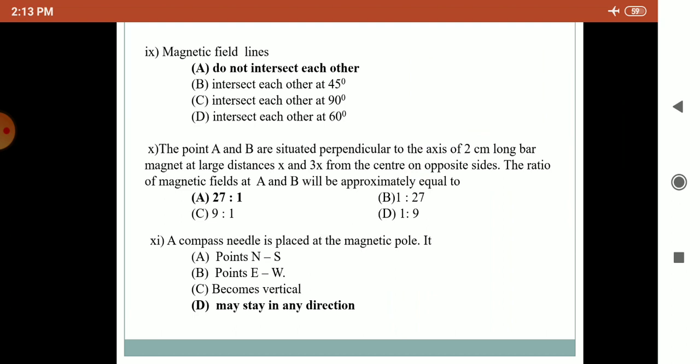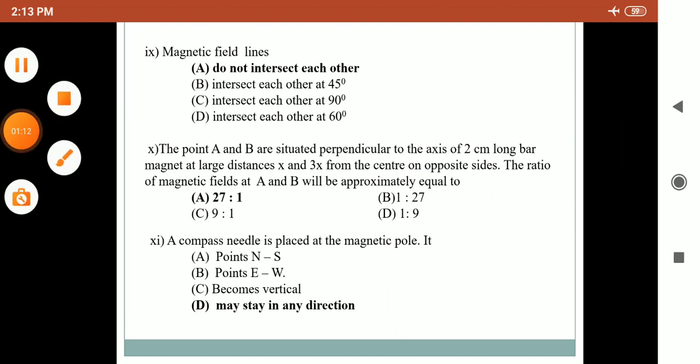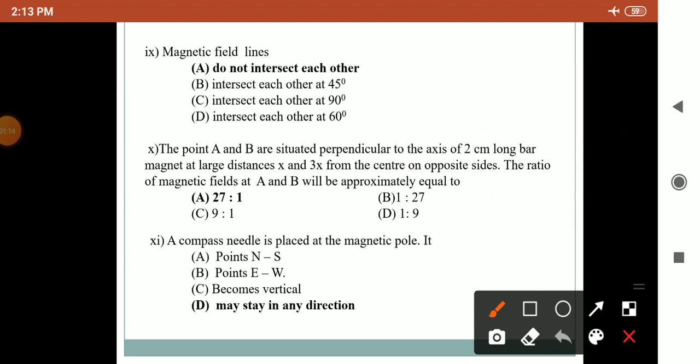In the next question, points A and B are situated perpendicular to the axis of a 2 cm long bar magnet at large distances x and 3x from the center on opposite sides. The ratio of magnetic fields at A and B will be approximately equal to what? Now here they are situated perpendicular, so perpendicular means along the equator. It is not along the axis, it is along the equator.